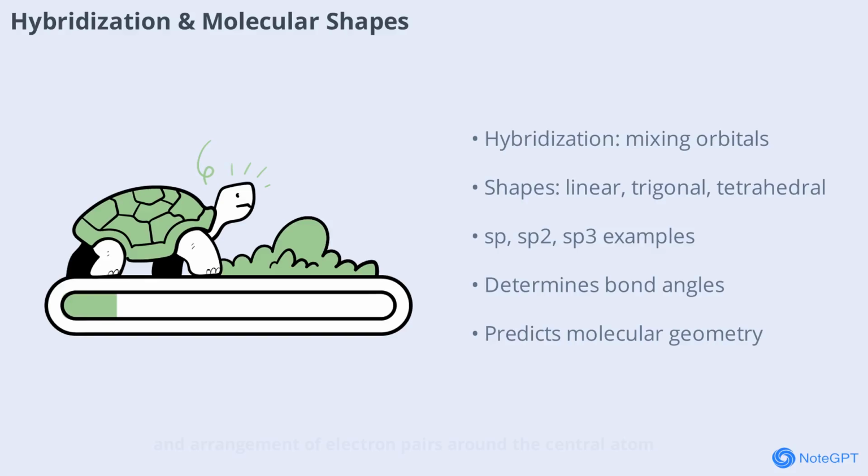The type of hybridization depends on the number and arrangement of electron pairs around the central atom. This not only determines the bond angles but also the overall geometry of the molecule, which is essential for predicting chemical behavior and reactivity. Understanding hybridization gives us a powerful tool to visualize and predict molecular shapes.